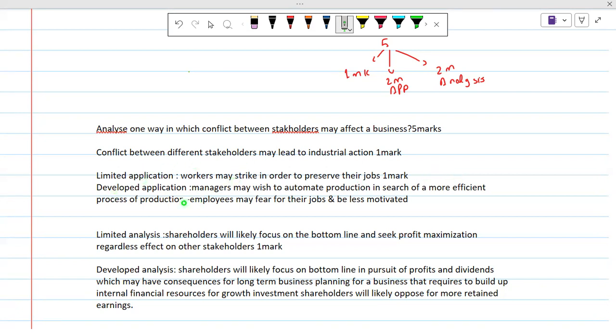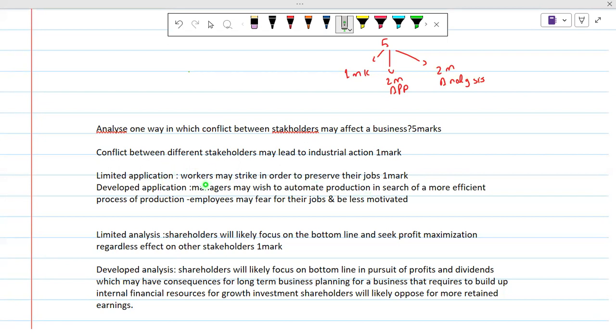So how can I develop application? Managers may wish to automate production. This is basically my application, of how conflict can be created. For example, managers may wish to automate production in search of a more efficient process of production. Employees may fear for their jobs and may be less motivated. So here you can see that I am making the change in the application. Like if this thing happens, then this thing can happen.